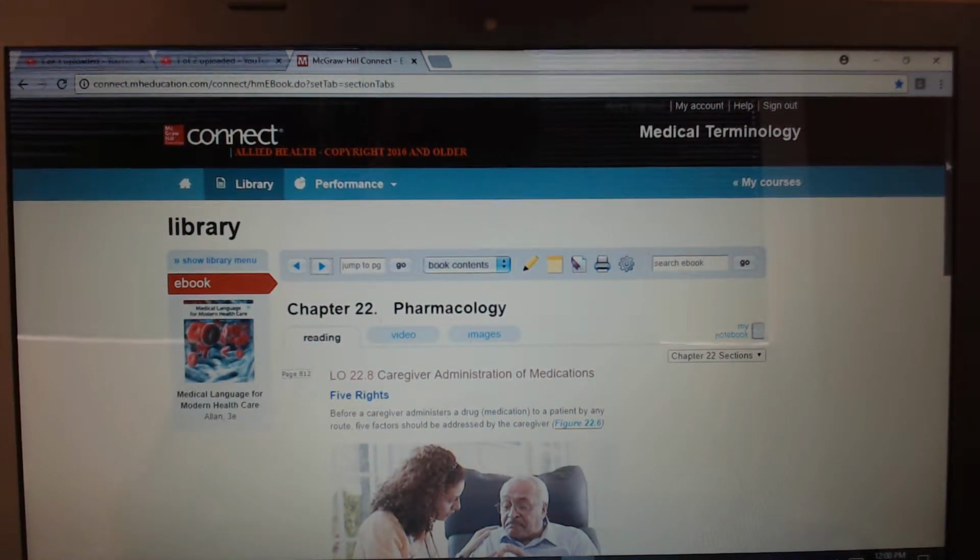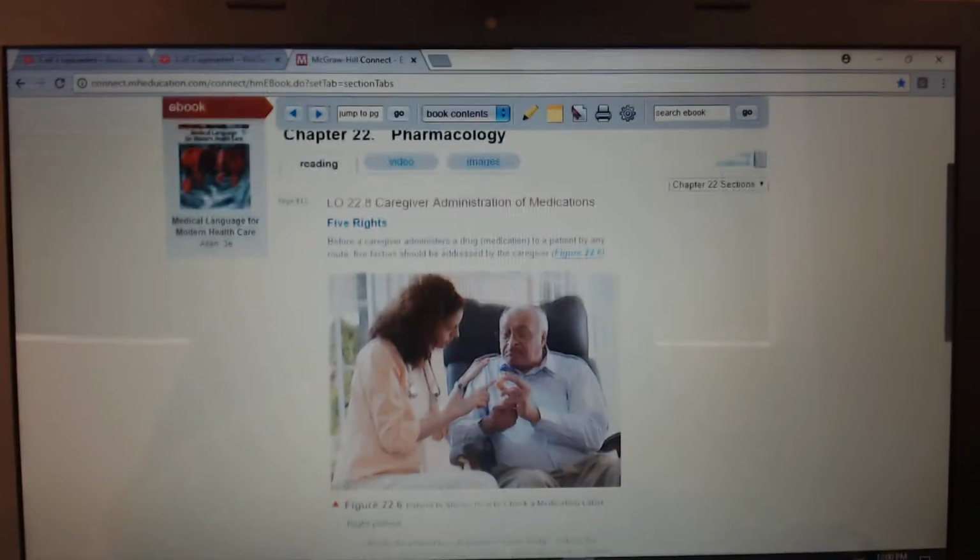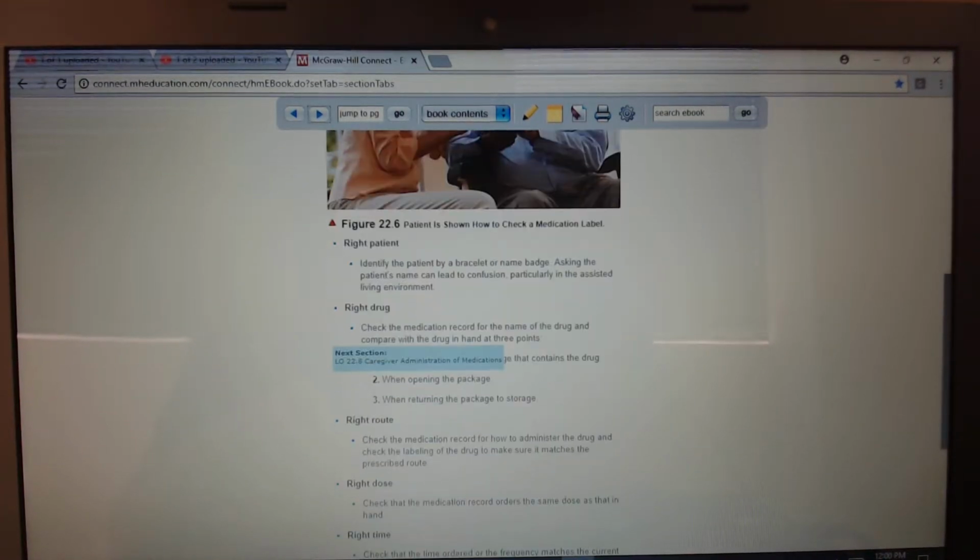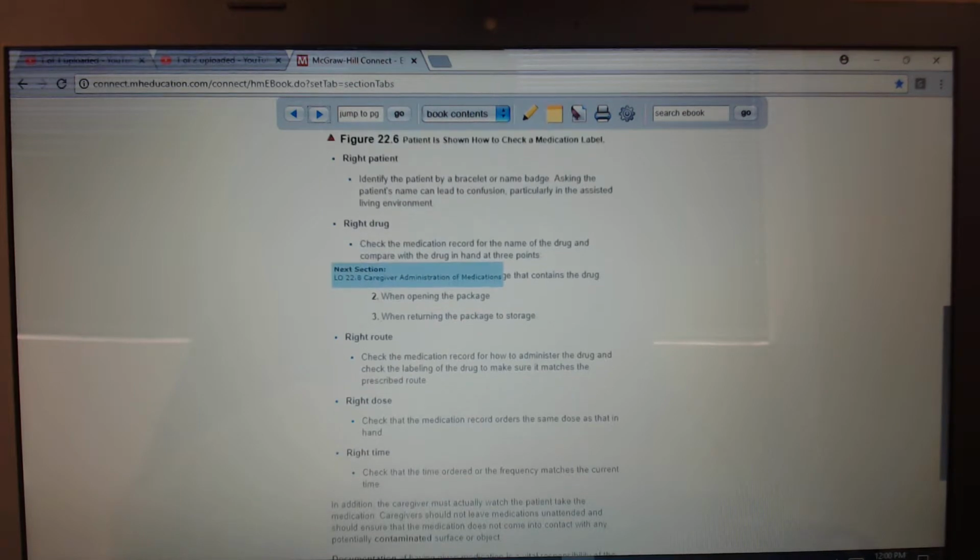Now, in healthcare, before medication is given by a caregiver, they have to go over the 5 rights. And those include the right patient. Okay, so that's where you have to get into verifying with 2 forms of ID, the right medication, check the medication record for the name of the drug, and compare the drug in hand at 3 points: when taking hold of the package that contains the drug, when opening the package, when returning the package to storage.